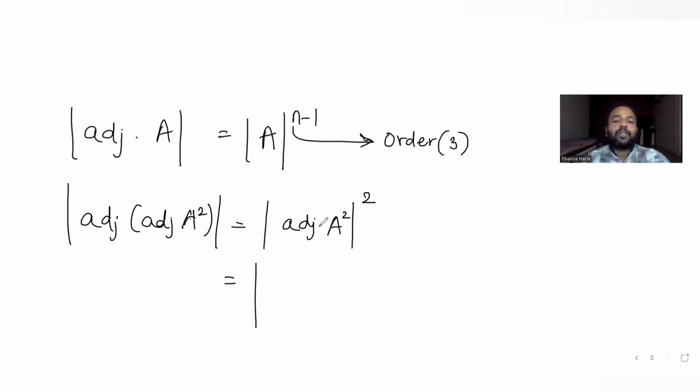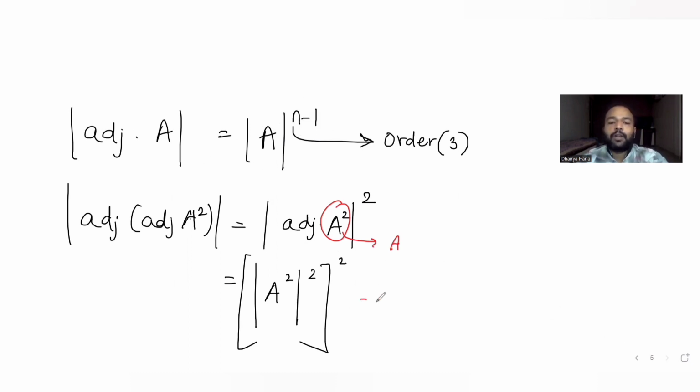So determinant of adjoint of A square. Again I can apply the idea here, so it again becomes this. Determinant of A square, the whole square, because you are treating this A square as A here. So determinant of adjoint of A, you are applying the idea again, and you get this determinant turning out to become determinant of A square, the whole raised to 4.